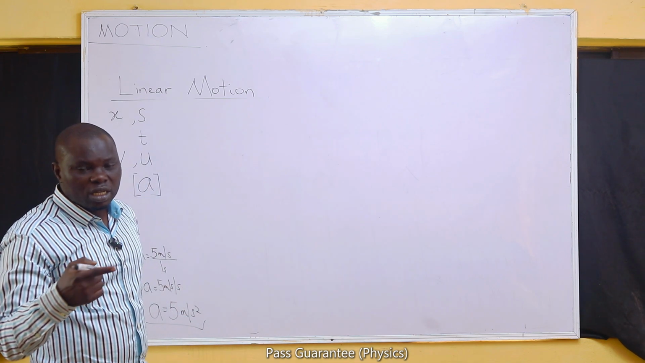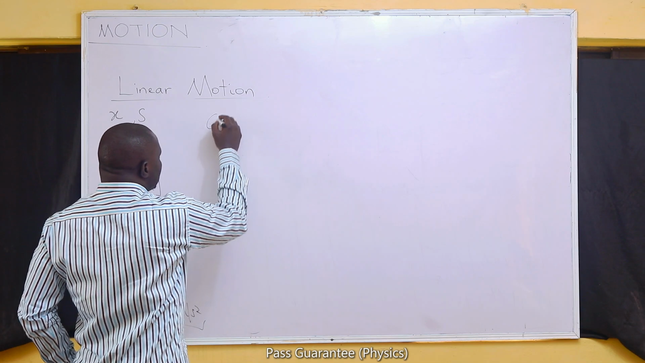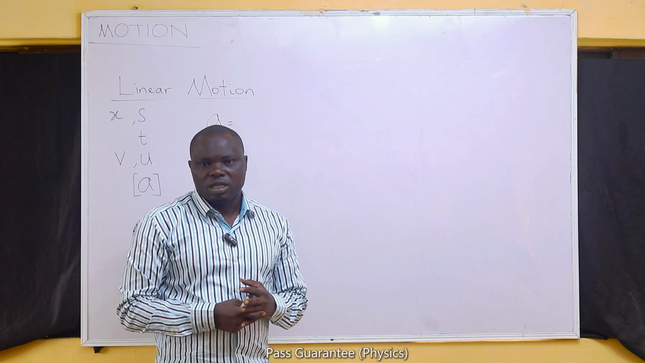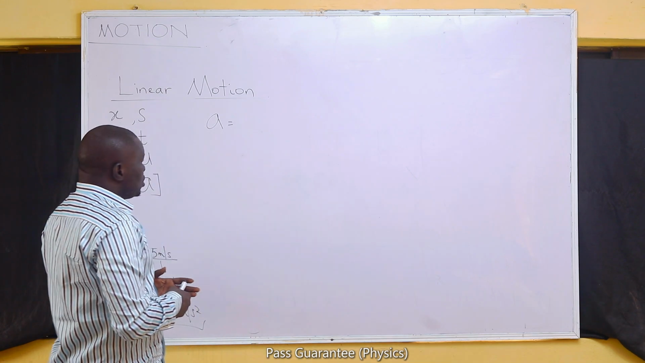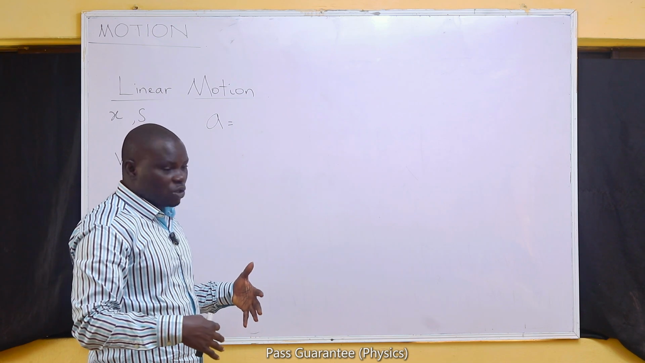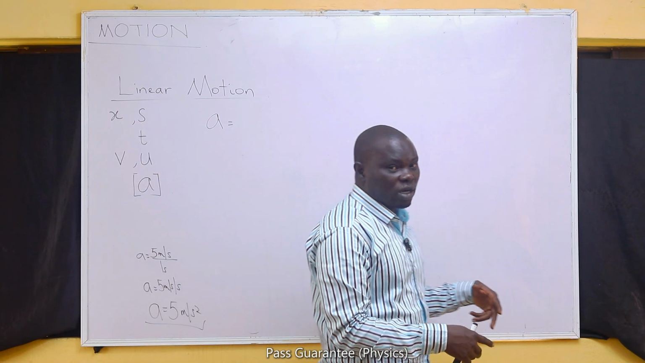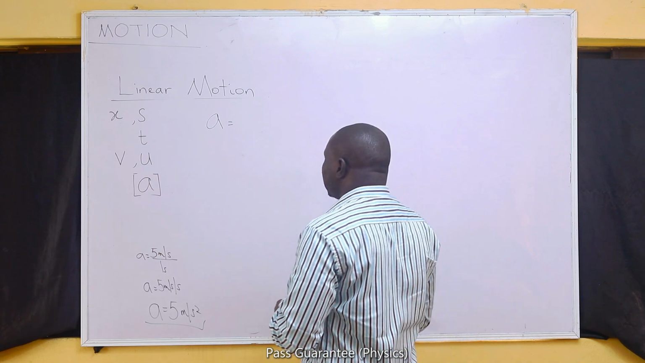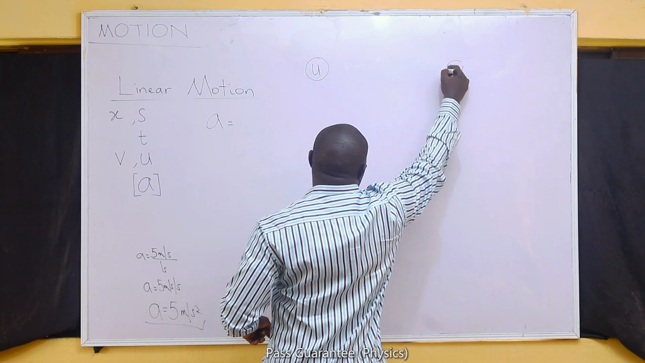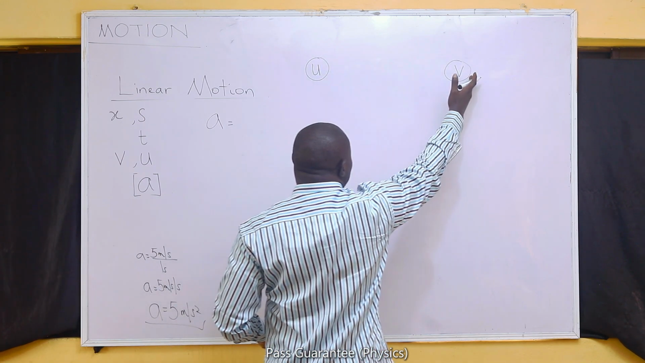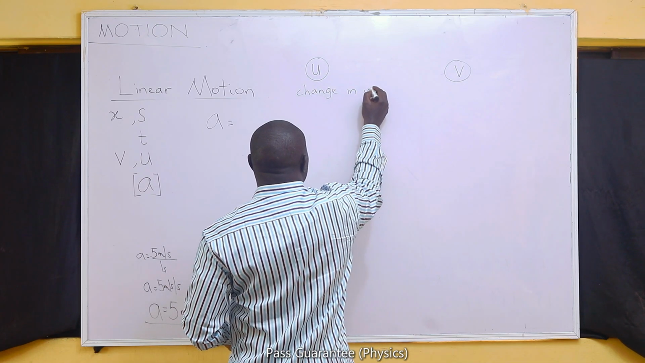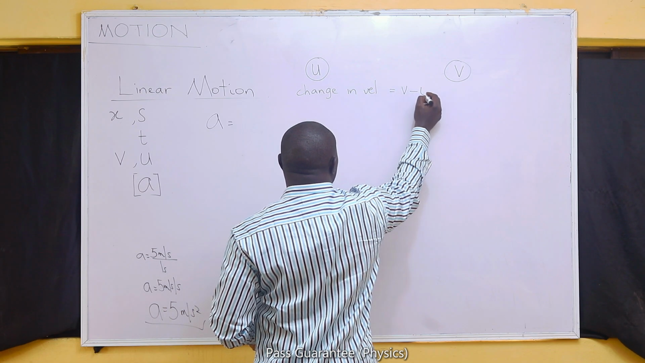I'm going to start with the definition of acceleration. We said acceleration is the change in velocity with time. It's the rate of change of velocity with time. Now, I just told you that if the velocity is going to change, it will change from an initial value that we have referred to as u, and it will change to a final value that we are referring to as v. So if the initial velocity is u and the final velocity is v, the change in velocity must be equal to v minus u.